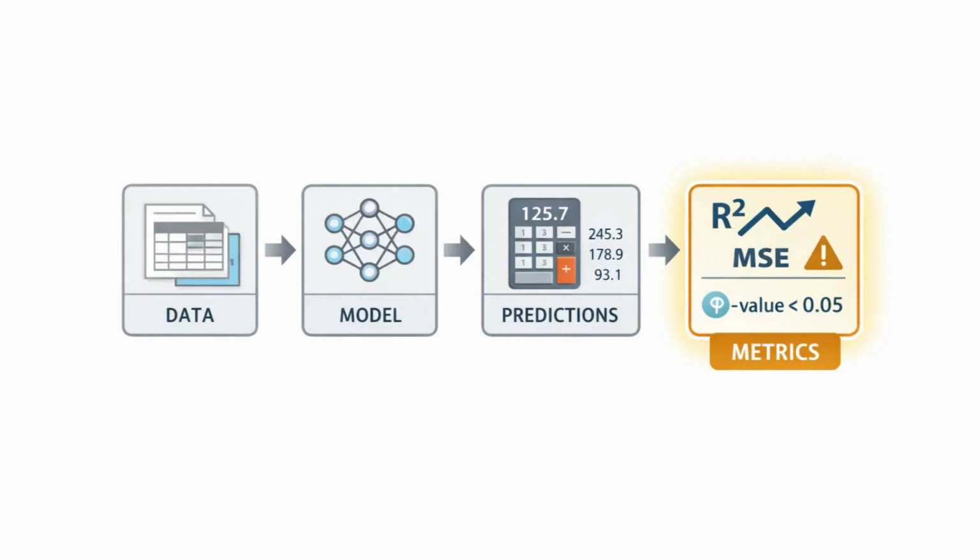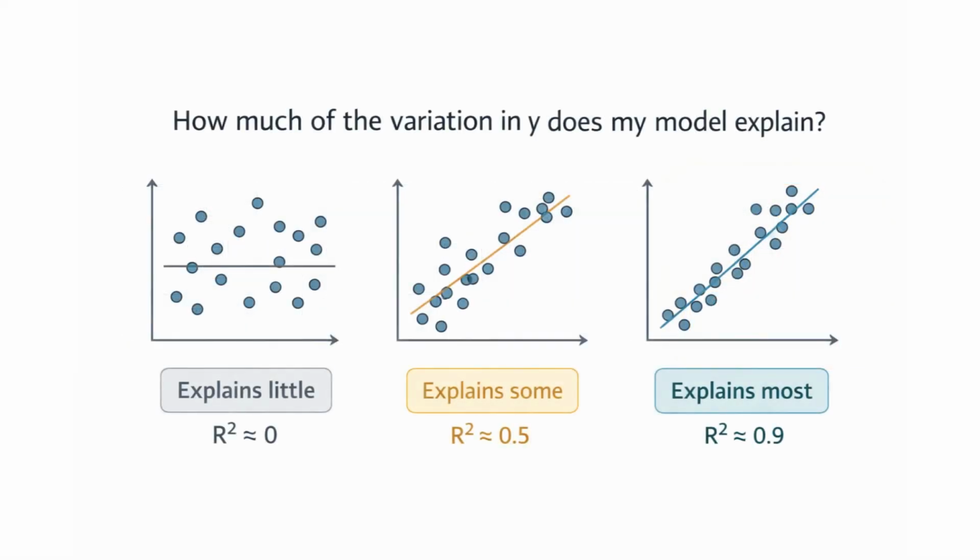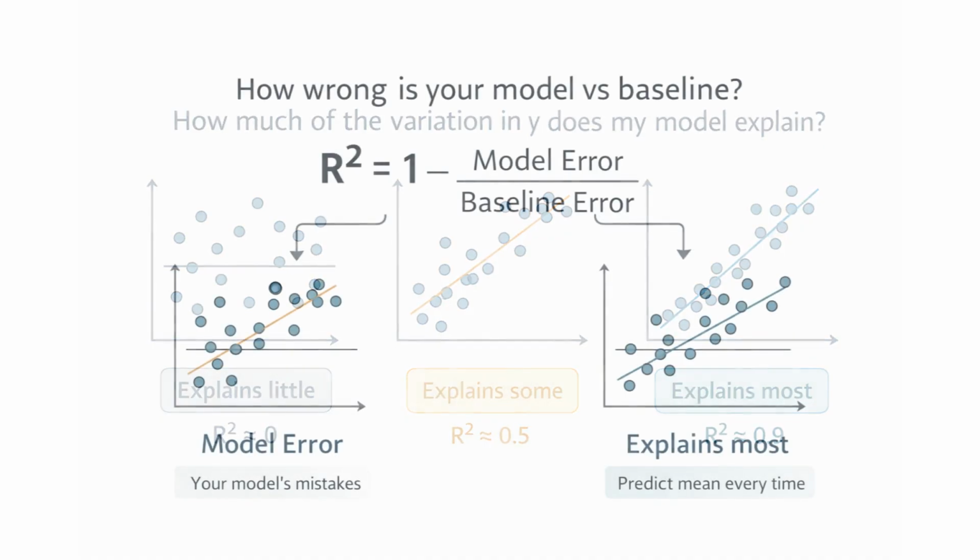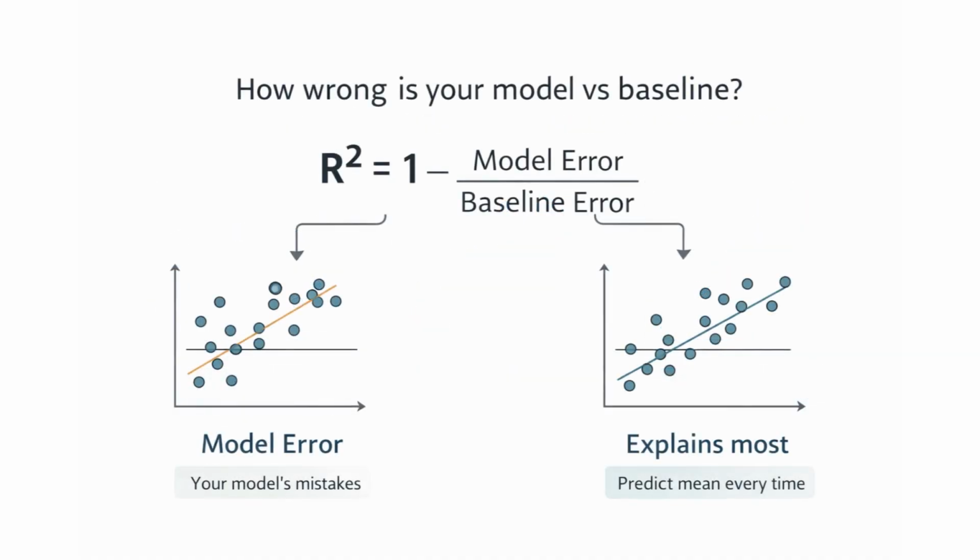Let's start with R squared. R squared answers one simple question. How much of the variation in the output does my model explain? Imagine house prices vary because of many factors. If my model explains most of that variation, R squared will be close to 1. If it explains almost nothing, R squared will be close to 0. And if it performs worse than predicting the average price, R squared can even be negative.